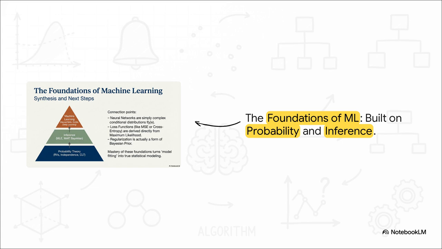Built right on top of that is inference. That's our methods like MLE and Bayesian estimation that let us learn parameters from the data. And only then, at the very top, sits machine learning. See, it's not magic. It's just the application of these foundational layers.